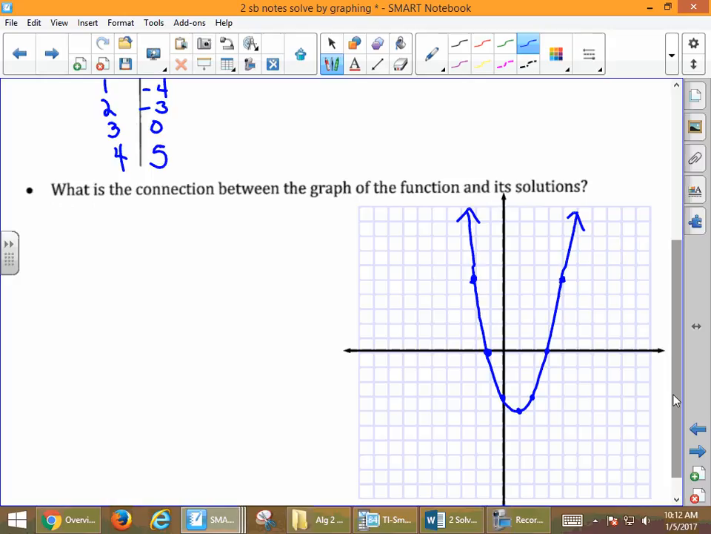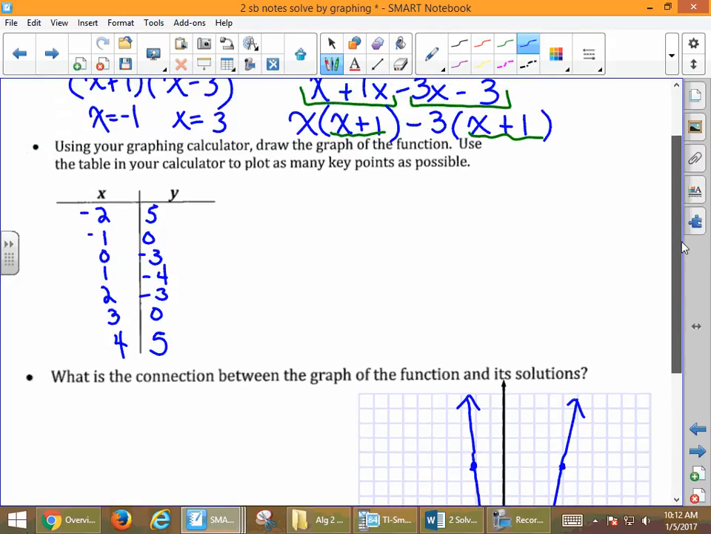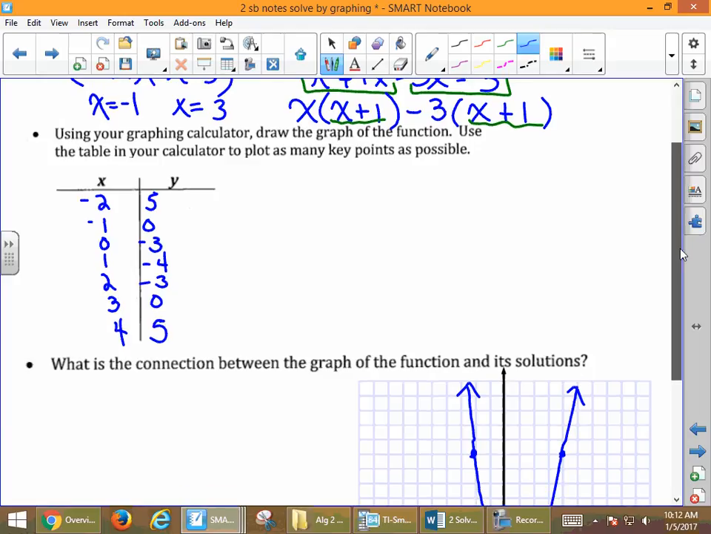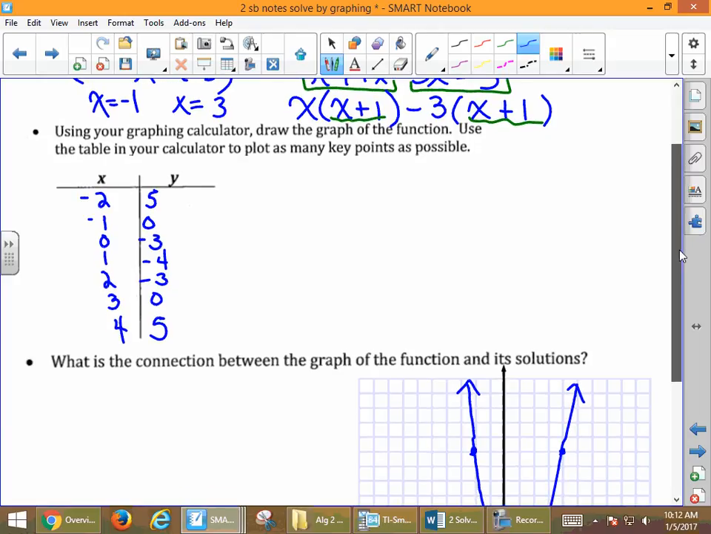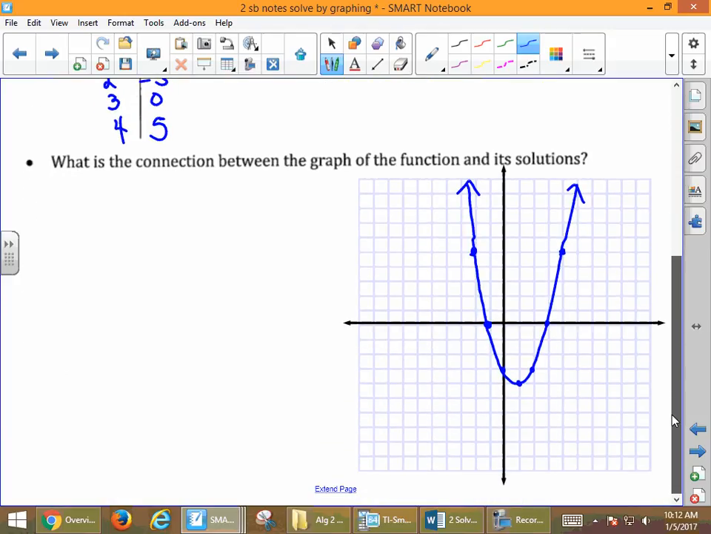And as you finish up graphing here, start thinking about what's the connection between the graph of the function and its solutions. Remember, our solutions are x equals negative 1 and x equals 3. Do you see a connection, Jordan? Yeah. What is it?